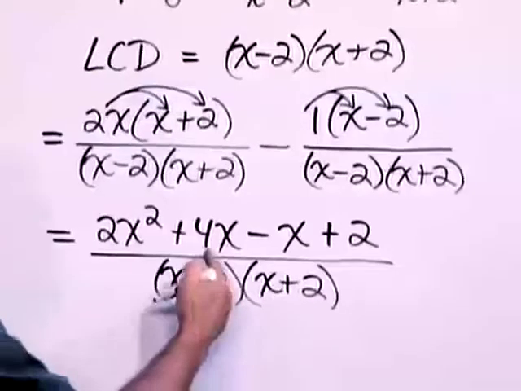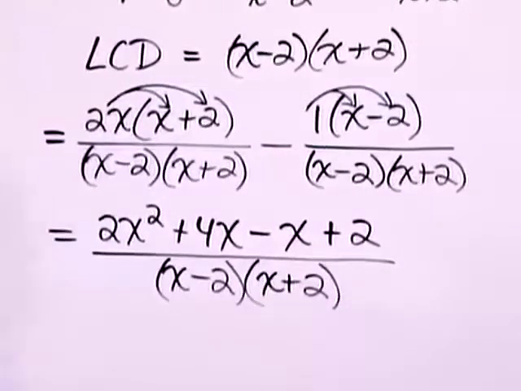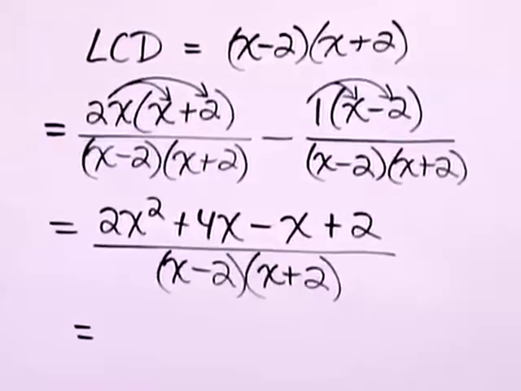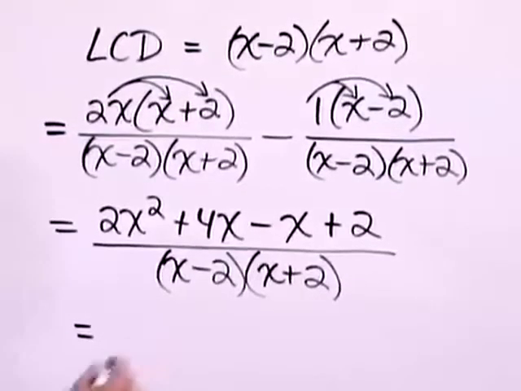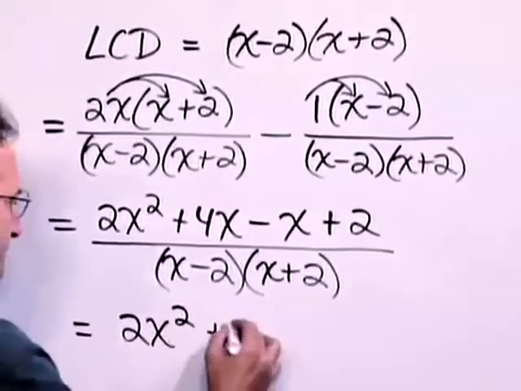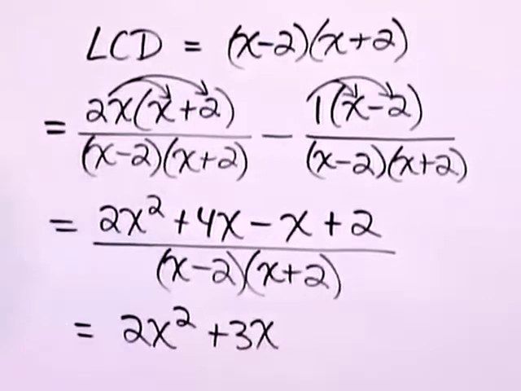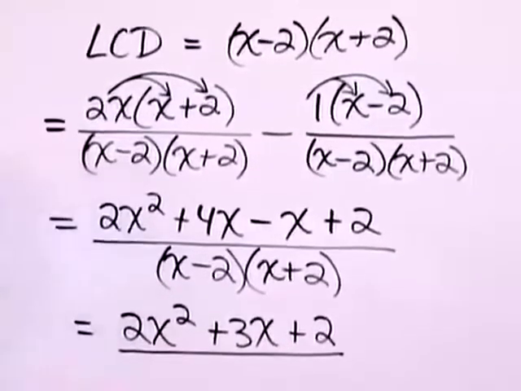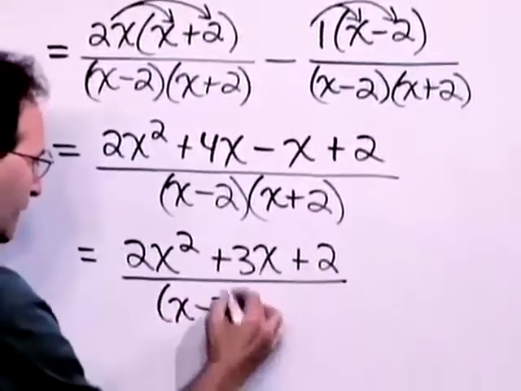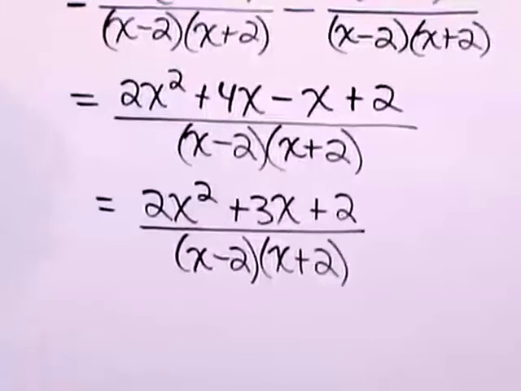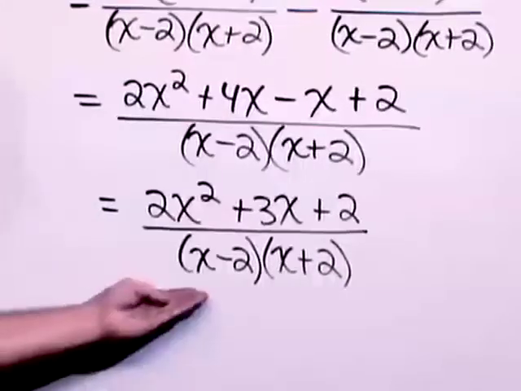Finally, we can simplify the numerator by combining like terms. We have a 4x minus x, and that's equal to 3x. So what we have in the numerator is 2x squared plus 3x plus 2, and that is all over the common denominator of the quantity x minus 2 times the quantity x plus 2. And that would be our final answer.